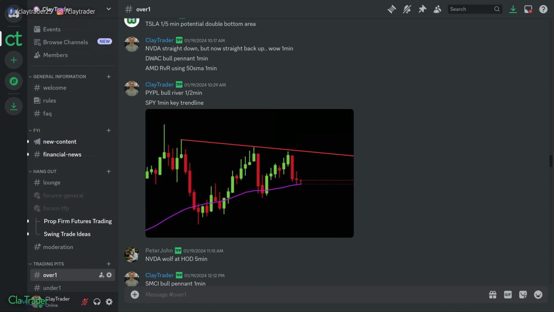But you can see here that I posted a comment right there, SPY 1 minute key trend line. And then I threw in this image right here, and this is going to look very familiar because I'm going to now take you to how I actually use this trend line. So trend line right there using the technical chart. That trend line there should look pretty familiar as we just looked at it.